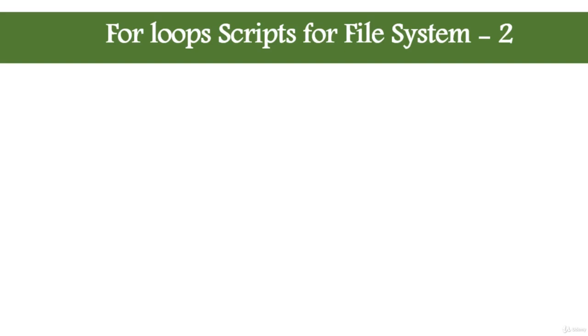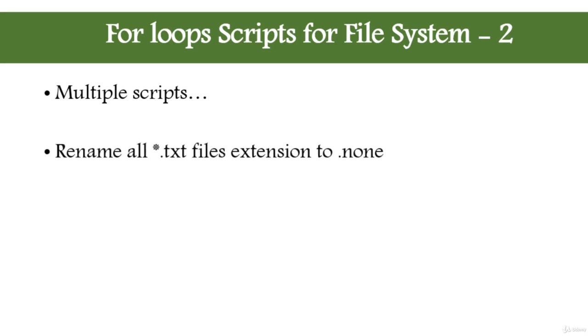Okay, moving on to the next lesson. This lesson is also about for loop and its extension of the last lesson that we covered. Here we are going to cover again a couple of scripts. One script that we wanted to cover is how we could rename files that have a .txt file extension to .none, or any file that you wanted to change with a different name.